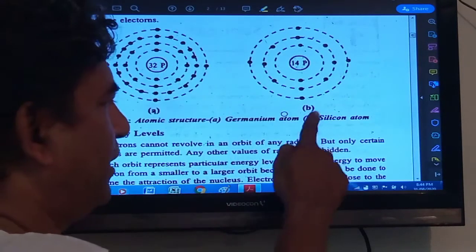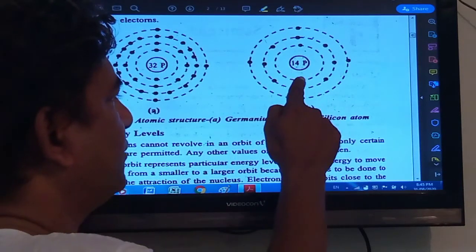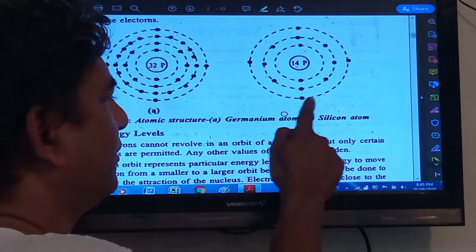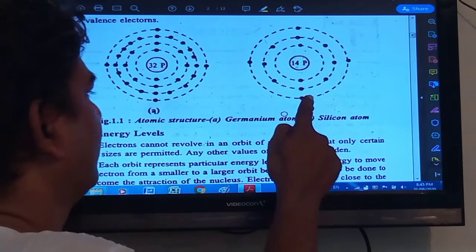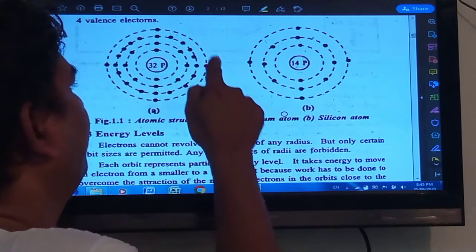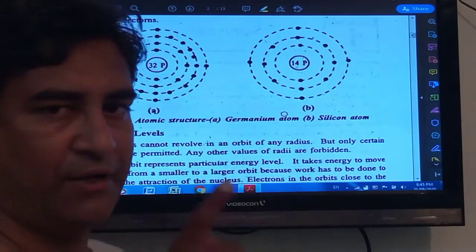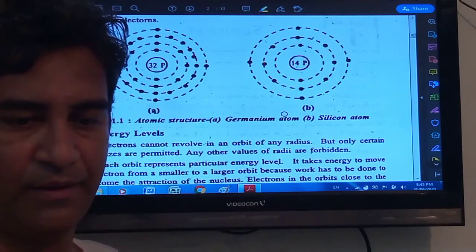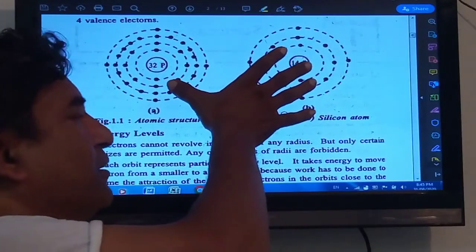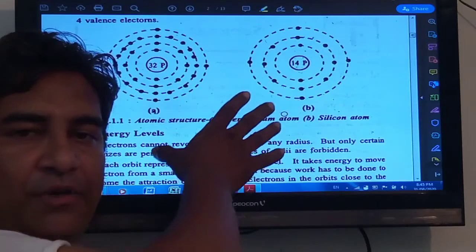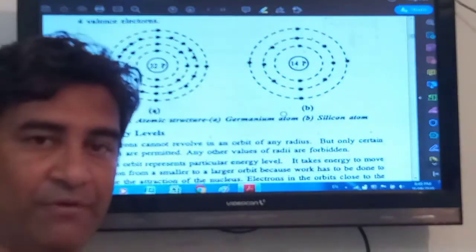Okay students, here in silicon, the first orbit, second orbit and third orbit. In the outermost orbit there are 1, 2, 3 and 4, the 4 electrons. Then from this atomic structure, you have the different energy levels.